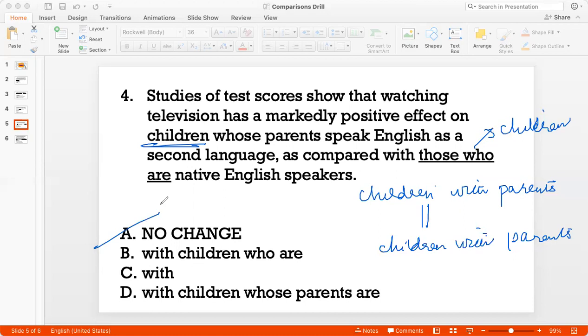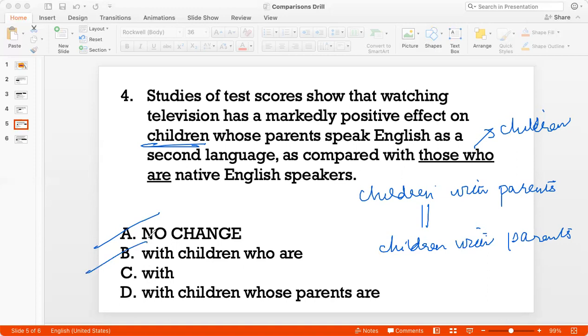Okay, option B does not have a pronoun ambiguity, but the comparison is still wrong. I'm not comparing children whose parents speak English as a second language with children who are native English speakers. My comparison has to be with parents, right? So B is out.